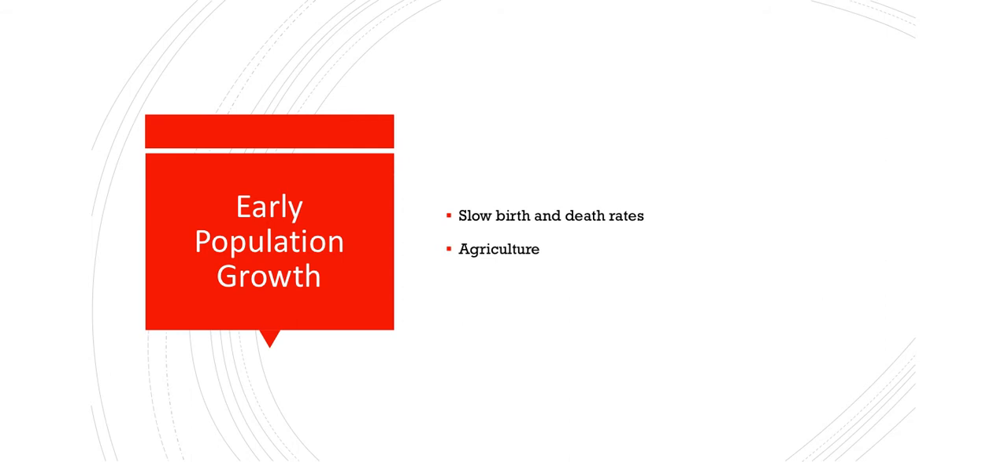So again, in those early time frames, we saw really high birth and death rates. Those equal out, causing a really slow population growth. It wasn't until about the time frame of the invention of agriculture, and this is approximately maybe 6,000 years ago.